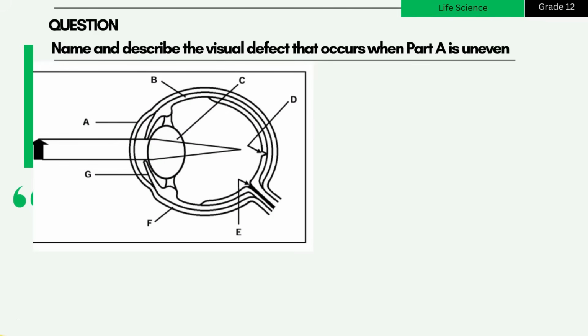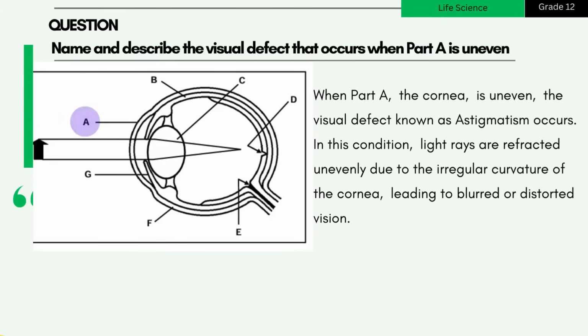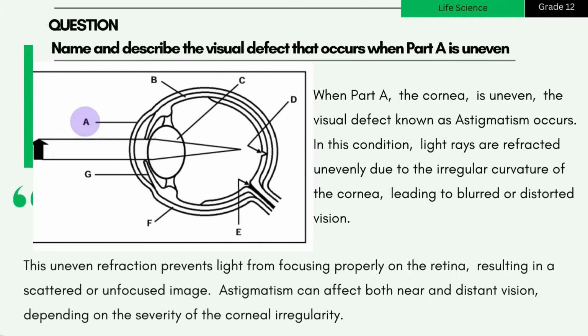Question: name and describe the visual defect that occurs when Part A is uneven. When Part A, the cornea, is uneven, the visual defect known as astigmatism occurs. In this condition, light rays are refracted unevenly due to the irregular curvature of the cornea, leading to blurred or distorted vision. This uneven refraction prevents light from focusing properly on the retina, resulting in a scattered or unfocused image. Astigmatism can affect both near and distant vision, depending on the severity of the corneal irregularity.